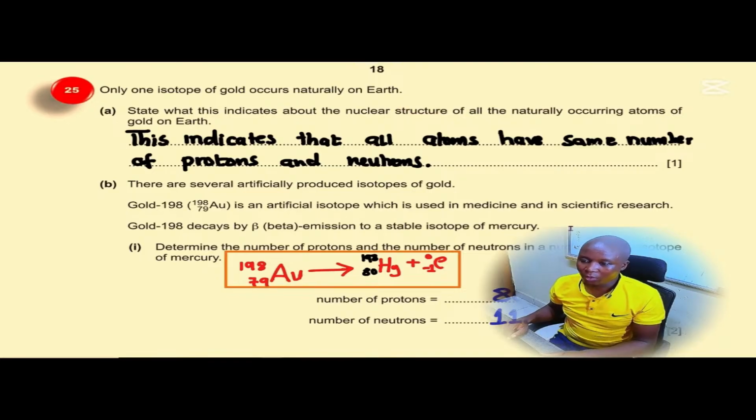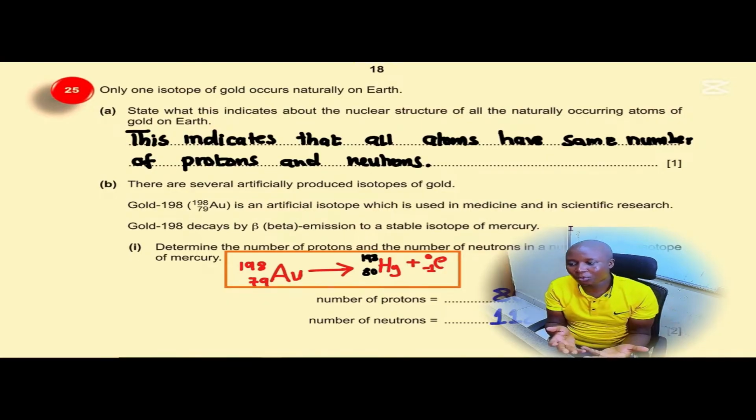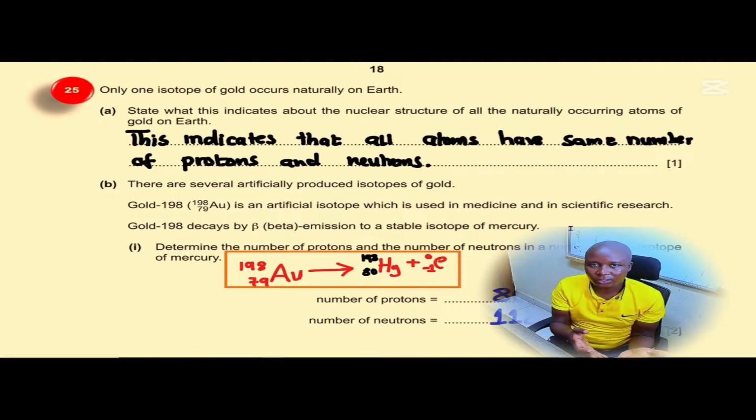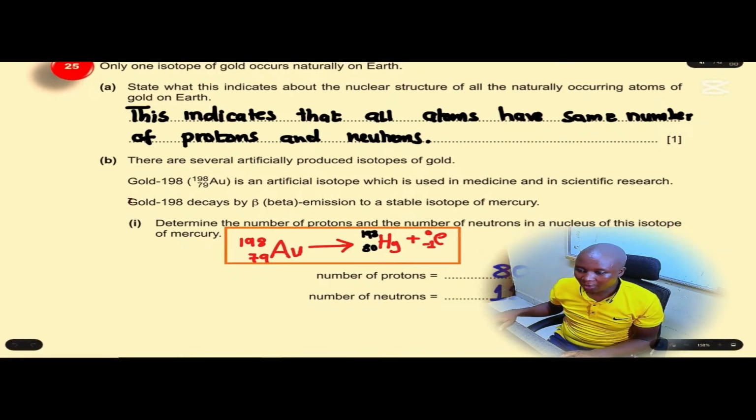We are told only one isotope of gold occurs naturally on Earth, and we are to state what this indicates about the nuclear structure of all naturally occurring atoms of gold on Earth. This indicates that all atoms have the same protons and the same neutrons. If they were different, it would mean they exist in different isotopes. So determine the number of protons. How do we approach that?